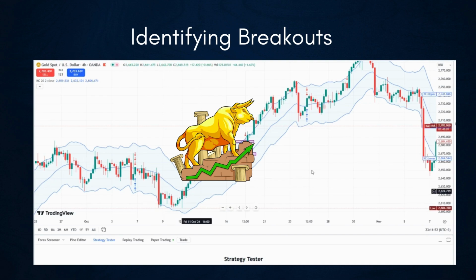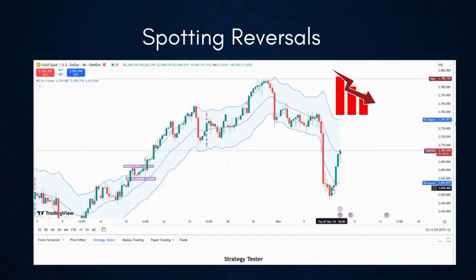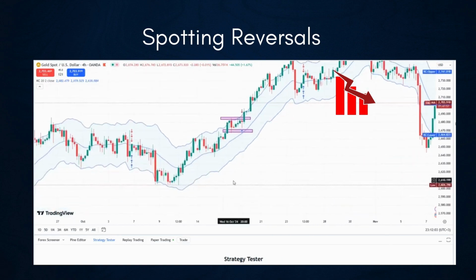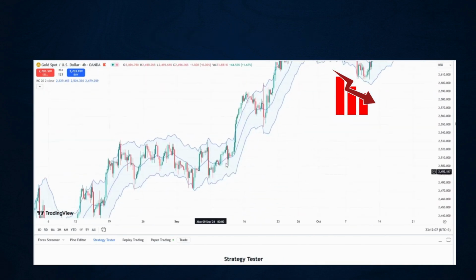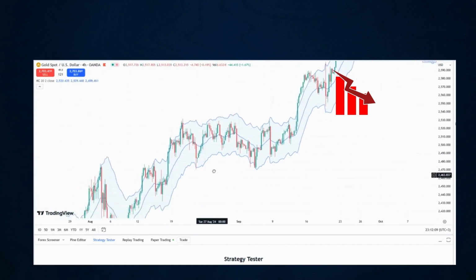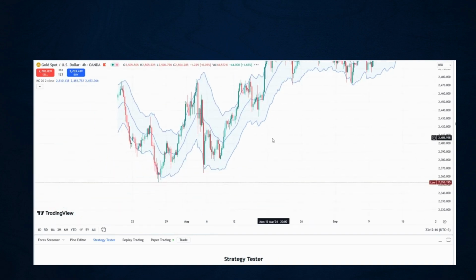Spotting reversals. When the price closes below the lower band, it may indicate downward momentum or a potential reversal. This could be a sell signal. Trend confirmation. When the price stays within the channel, it often confirms the current trend. For example, if the price is consistently near the upper band, it signals a strong uptrend. If it hovers around the lower band, it indicates a downtrend.